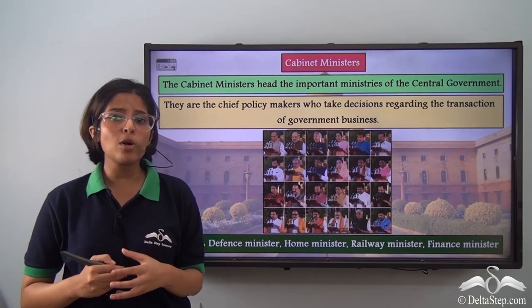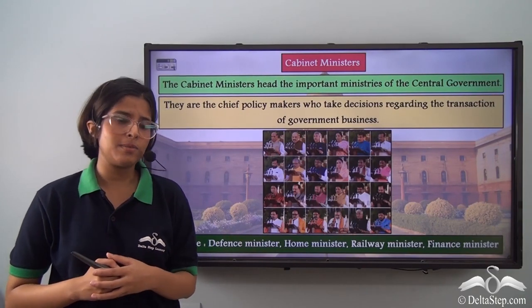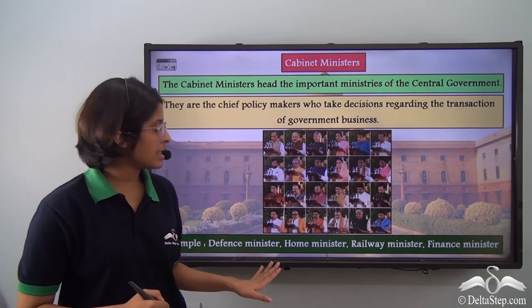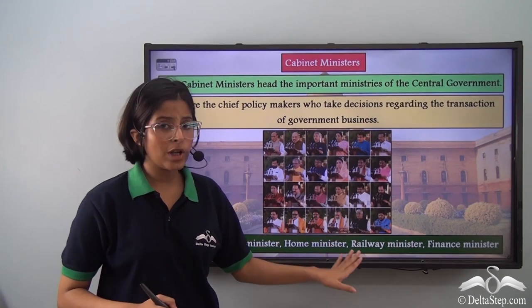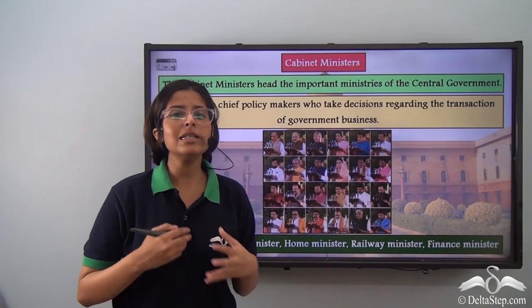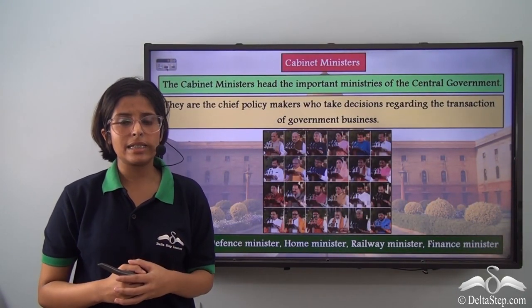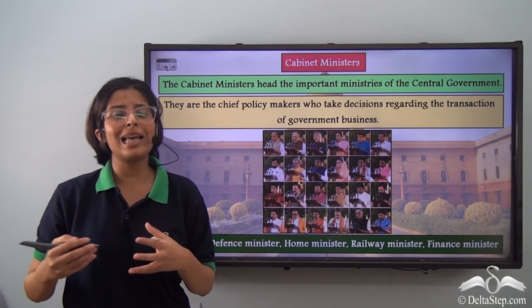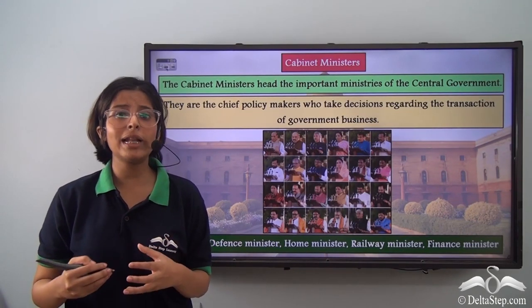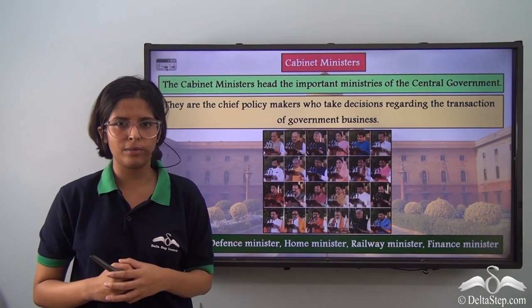And the important ministers under the cabinet ministers are the defense minister, home minister, railway minister, finance minister and other such ministers. The cabinet ministers attend the cabinet meetings. That is the meetings of the cabinet ministers together where they discuss the policies of the government.